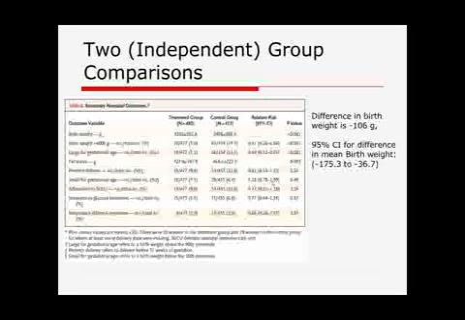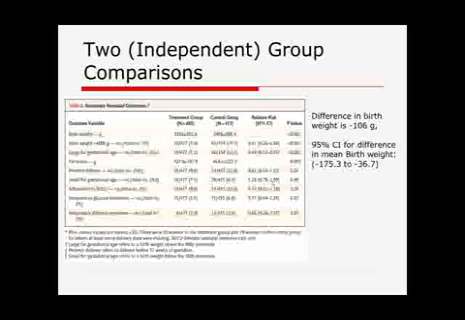And the way you do that is you look to see, is the null value in that interval? Well, what's the null or the no difference value? Well, when you're looking at a difference in means, the null value is 0. If the two means were equal, that difference would be 0. Is 0 in that interval? No. And so the test is statistically significant.